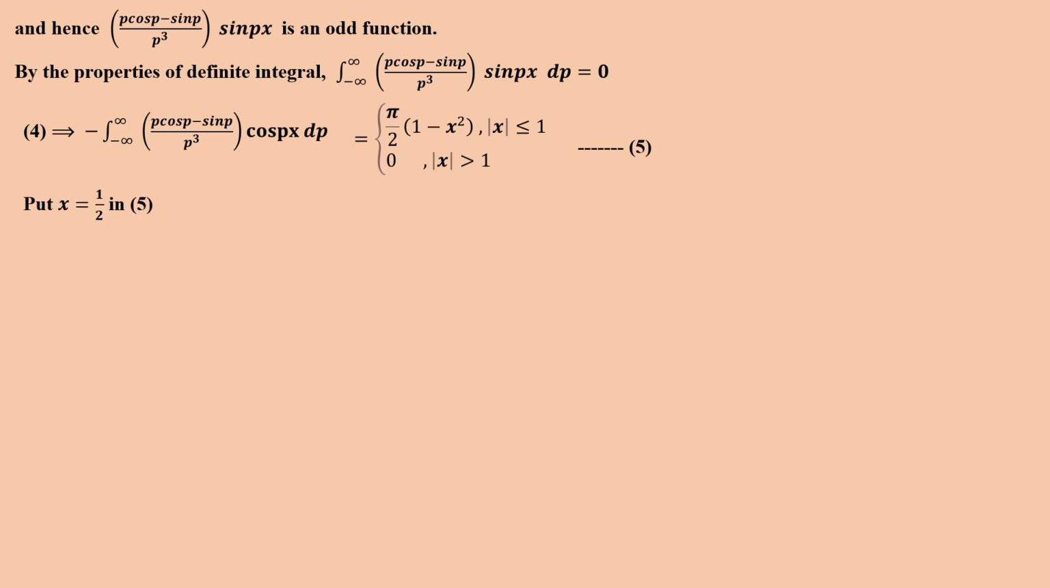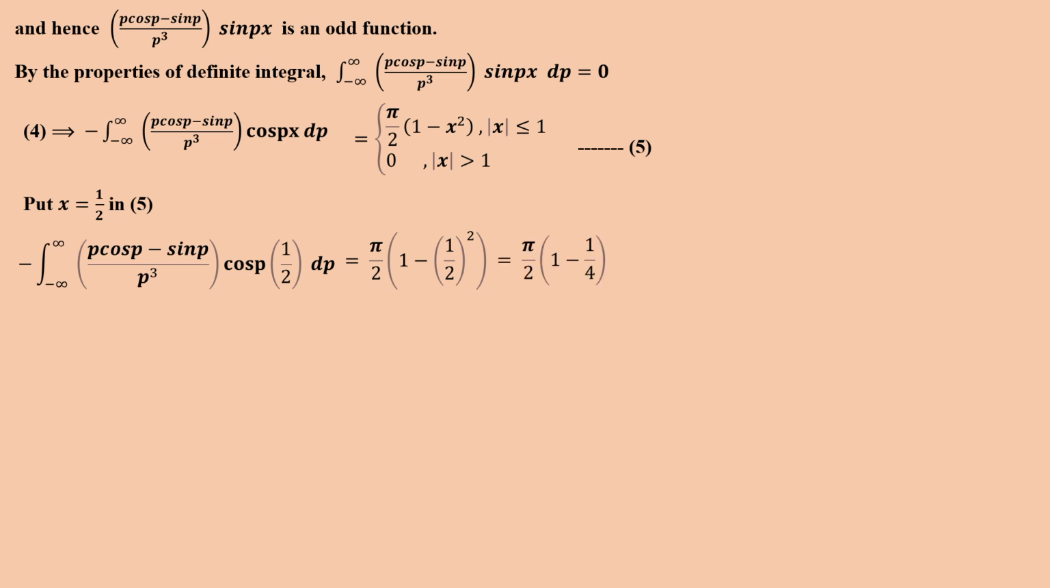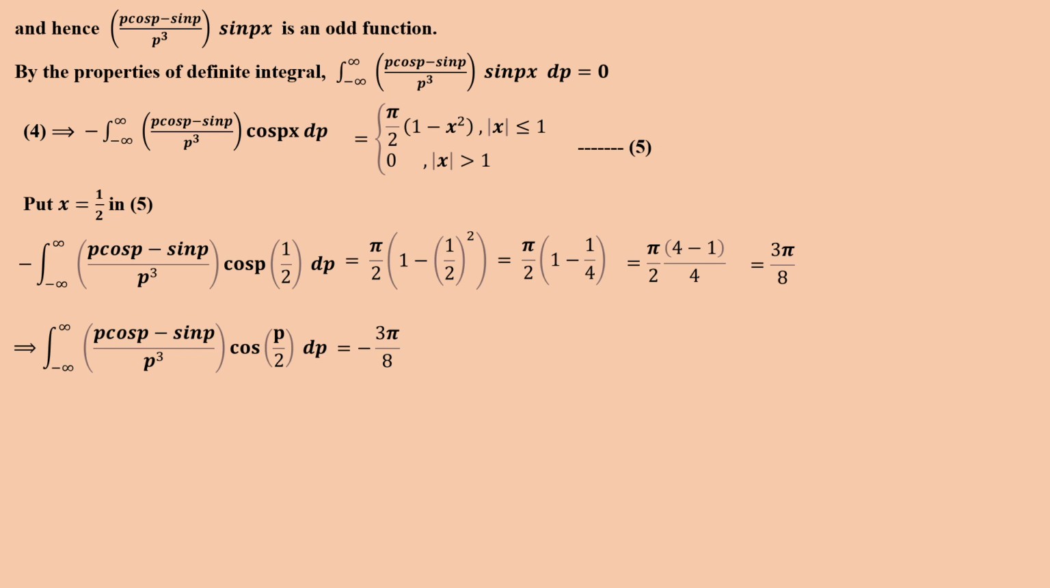Put x equal to 1 by 2 in 5, so you will get minus integral from minus infinity to plus infinity of (p cos p minus sin p) by p cube cos(p by 2) dp, which is equal to pi by 2 (1 minus 1 by 2 square), right? So that is equal to pi by 2 (1 minus 1 by 4), that is pi by 2 into (4 minus 1) by 4, that is equal to 3 pi by 8. Therefore the integral from minus infinity to plus infinity of (p cos p minus sin p) by p cube cos(p by 2) dp is equal to minus 3 pi by 8. That is equation number 6.